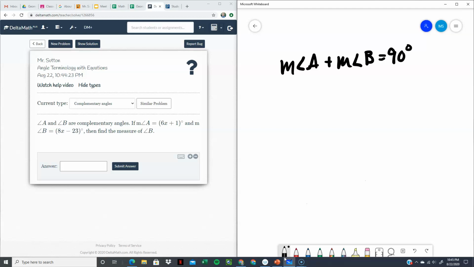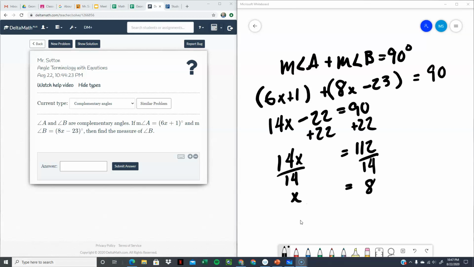So the measure of angle A we know is 6x plus 1. The measure of angle B we know is 8x minus 23. We know that that equals 90 degrees. So now we have an equation that we can solve for x. I'm going to go ahead and do that to save some time. So I got x equals 8.